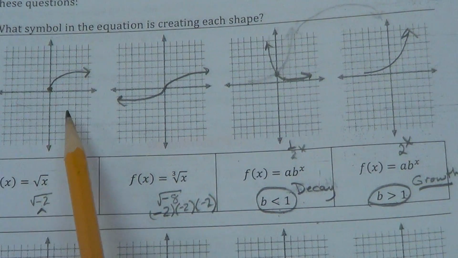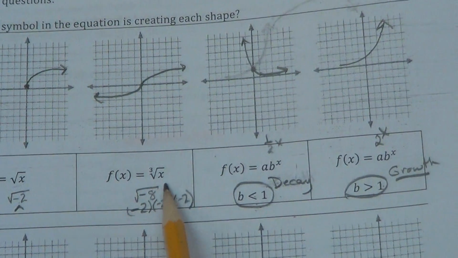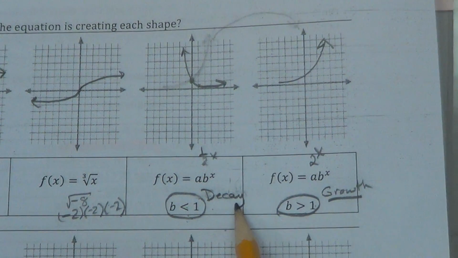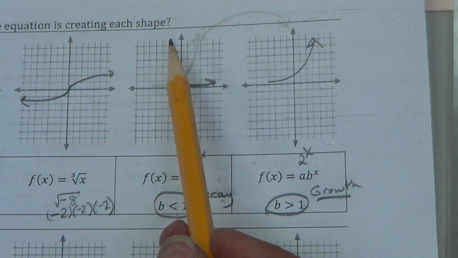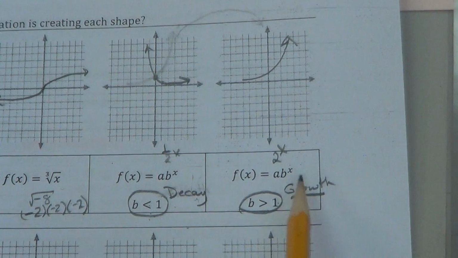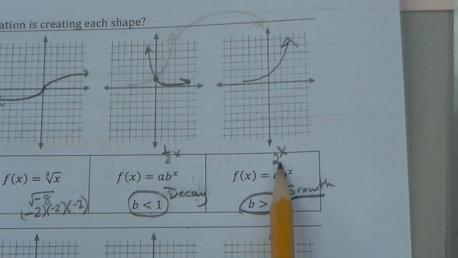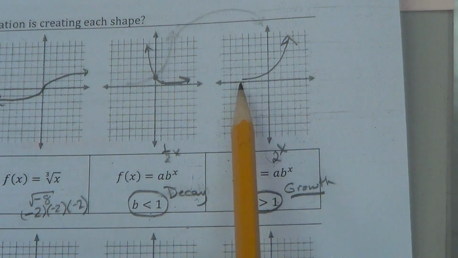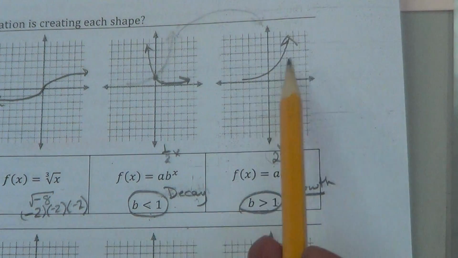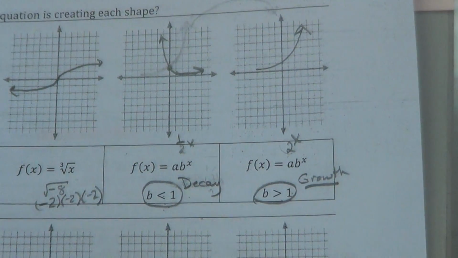We have a square root is always a hook. Cube root, remember, is your stretched out S. Decay is that L shape going down as you go to the right. A growth, because it's greater than 1 in this number here, is going up to the right. It's like a backwards L. It goes up as it goes to the right.